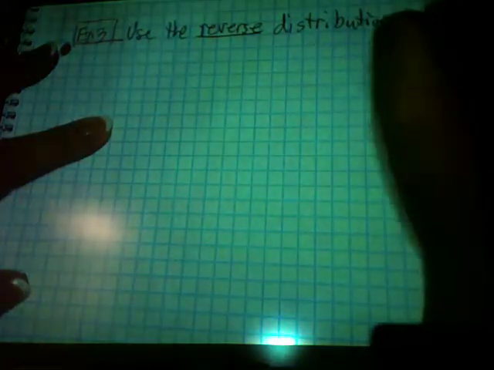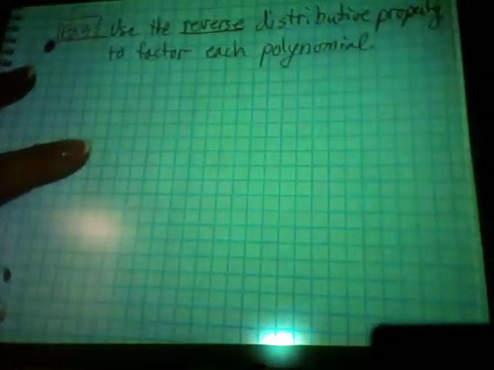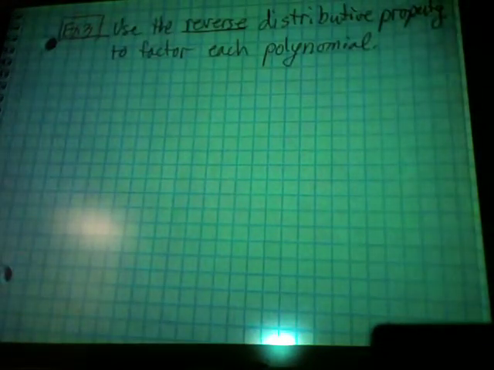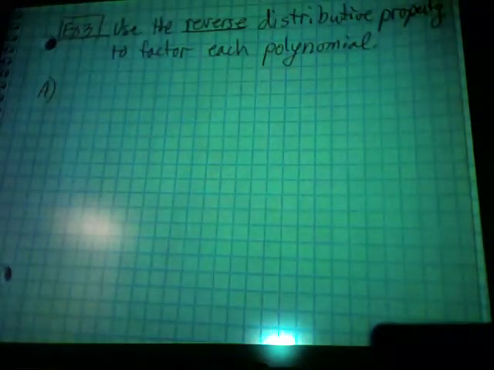Example 3. You are going to use the reverse distributive property to factor each polynomial. So we're going to do 2 different problems together. So here's your first problem.